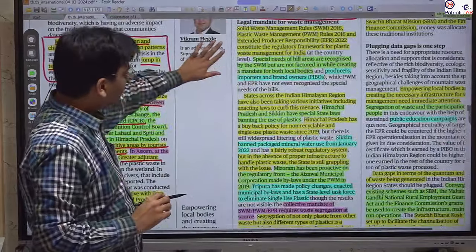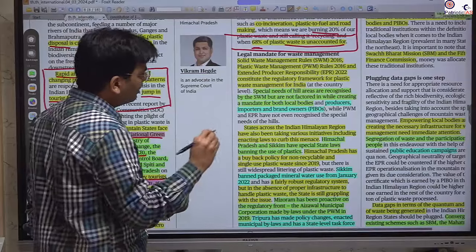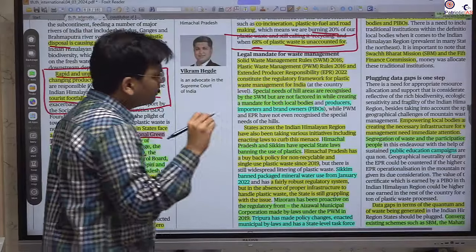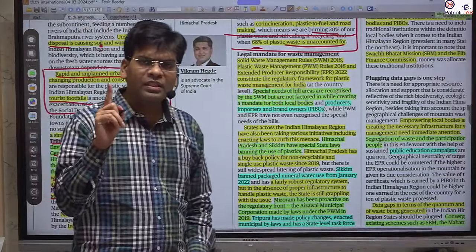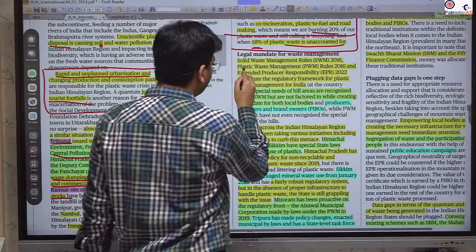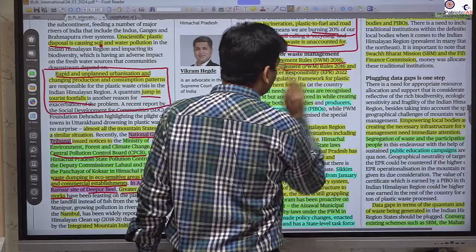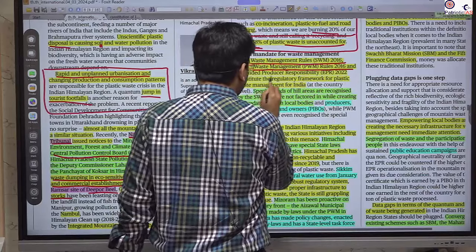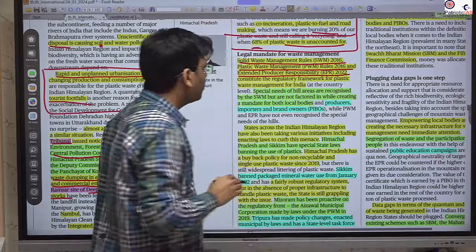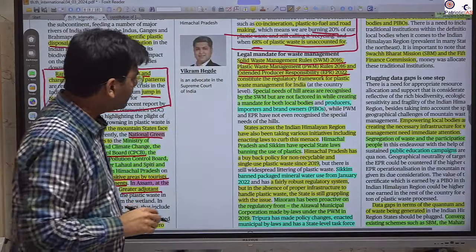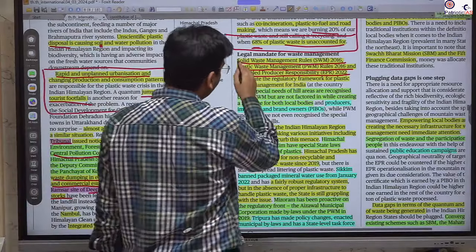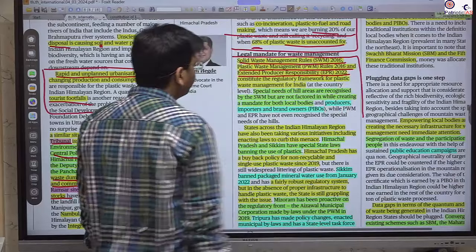Here it has been given in the next paragraph what are the laws that deal with waste management in the case of plastic. This is the Solid Waste Management Rules. Please remember the Plastic Waste Management Rules 2016 and Extended Producer Responsibility 2022. So these are the rules that deal with this at the national level.